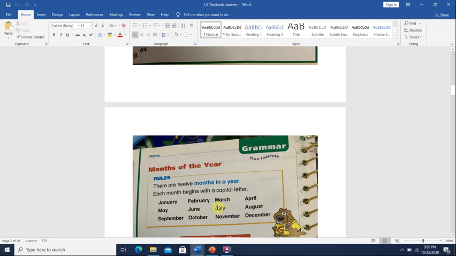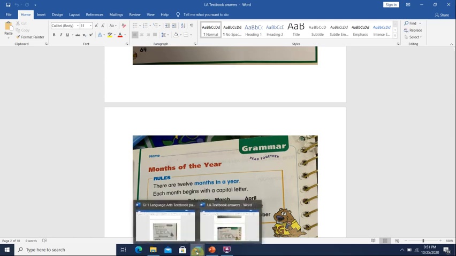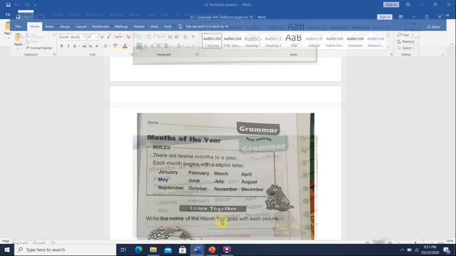March, capital M. April, capital A. May, capital M. June and July, capital J. August, capital A. September, capital S. October, capital O. November, capital N. December, capital D.